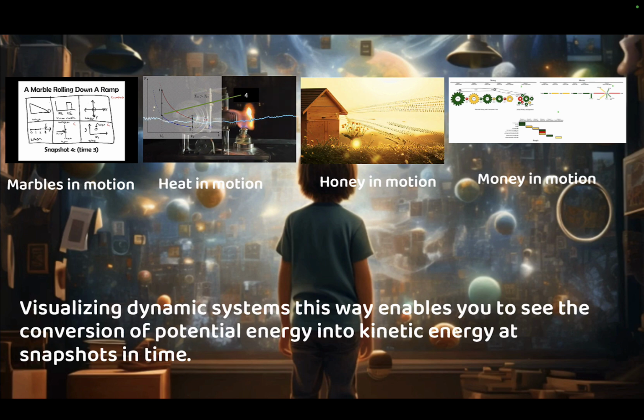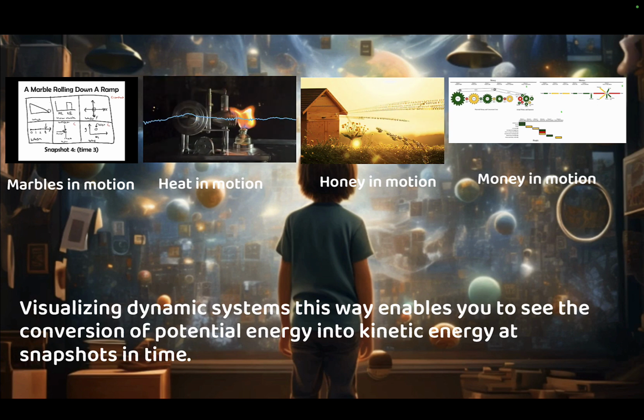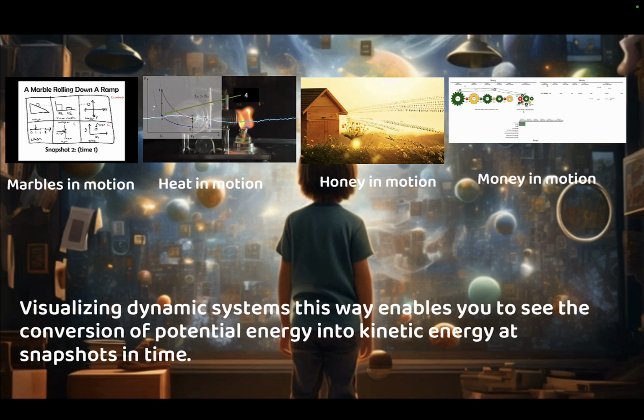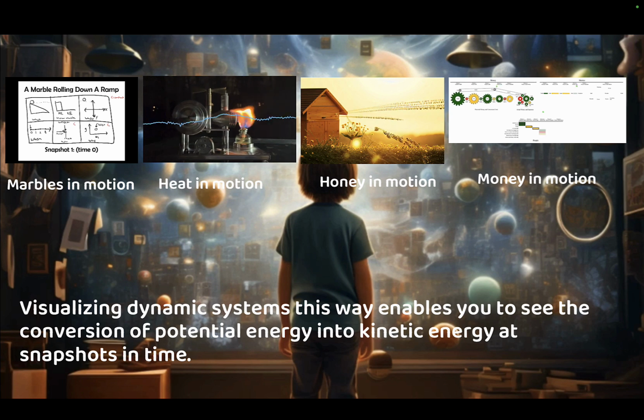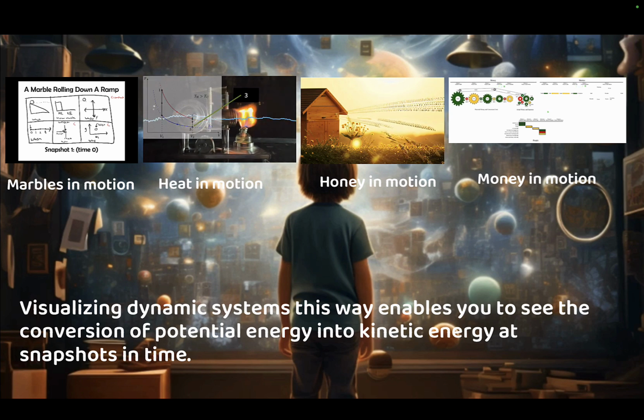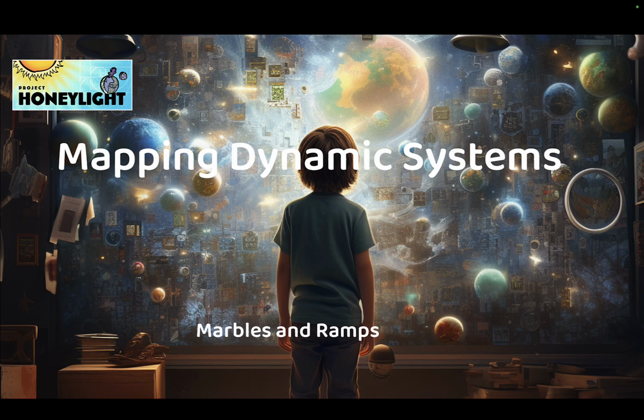And heat in motion going through an engine is also calories from the sun. The fuel that's burned there is alcohol, and that energy came from the sun. Honey in motion is sugar that's being moved by bees. And money in motion are units tokenized in the form of currency that we move around in exchange for work. And all of these things can be modeled using these 6 perspectives at snapshots in time. And this is a story about mapping dynamic systems.